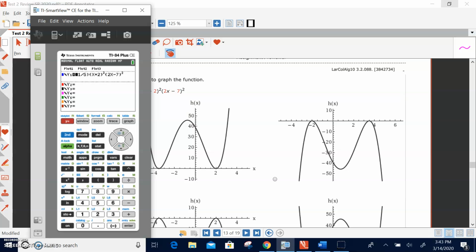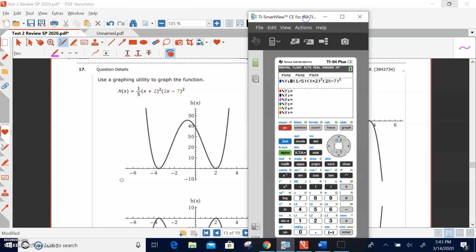Well, let's see. Let me do that. Let me move it over here. I put the 1/5 in parentheses. Not sure if it was going to make a difference, but I wanted to have it there just in case. 1/5 (x + 2) squared (2x - 7) squared, and when we graph it, we get something like this.